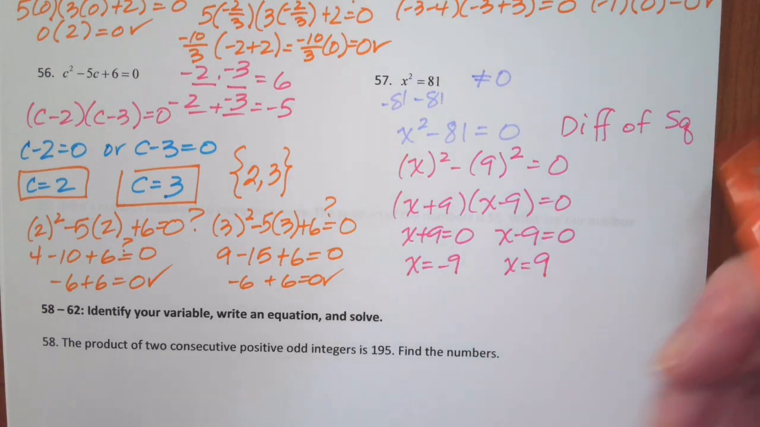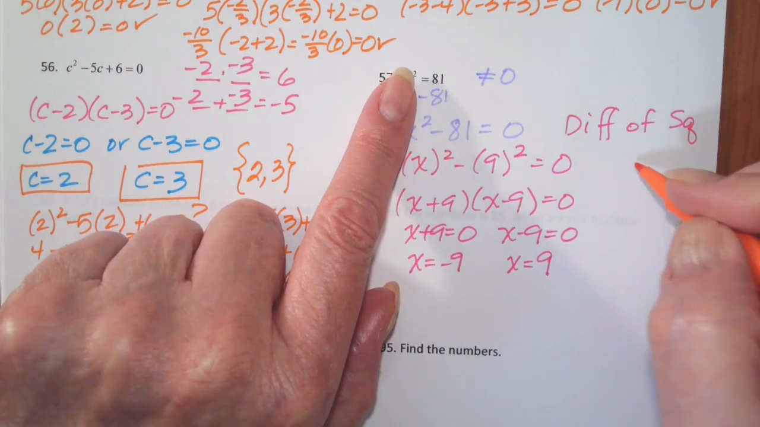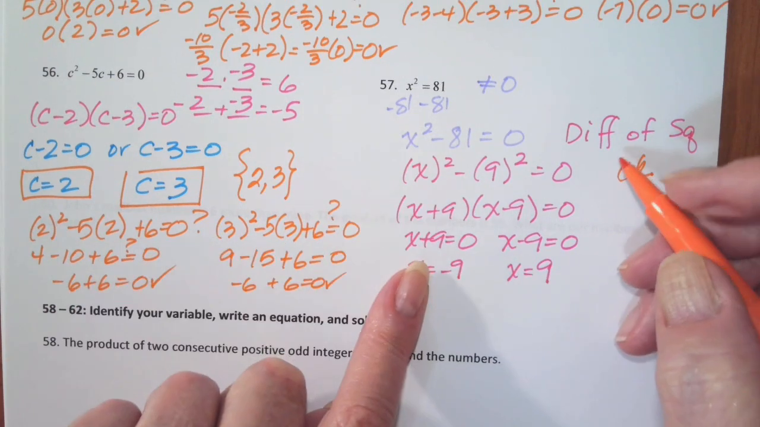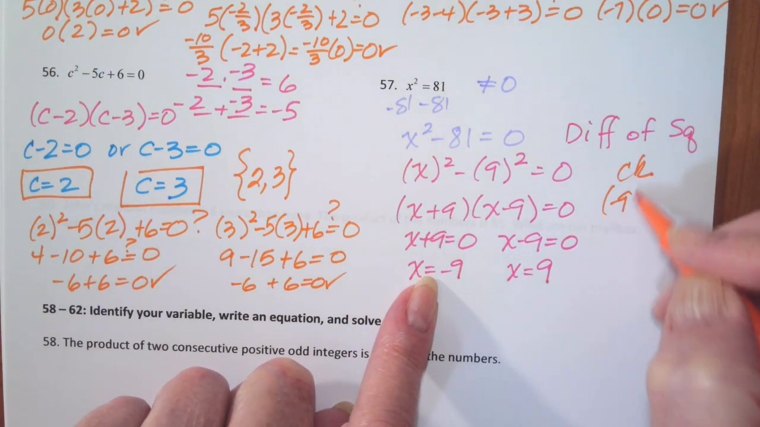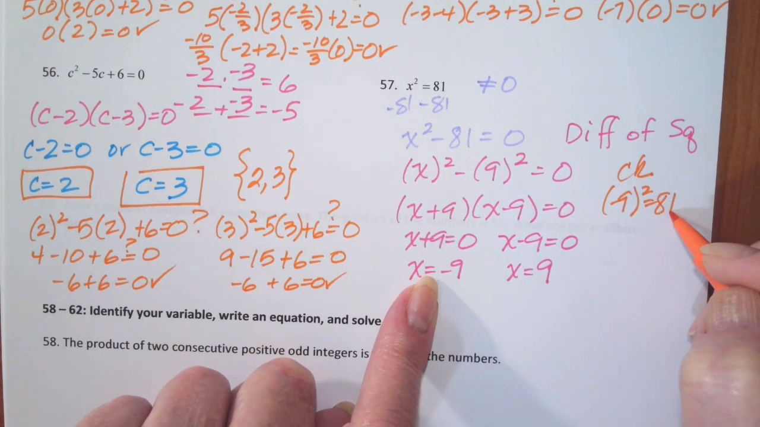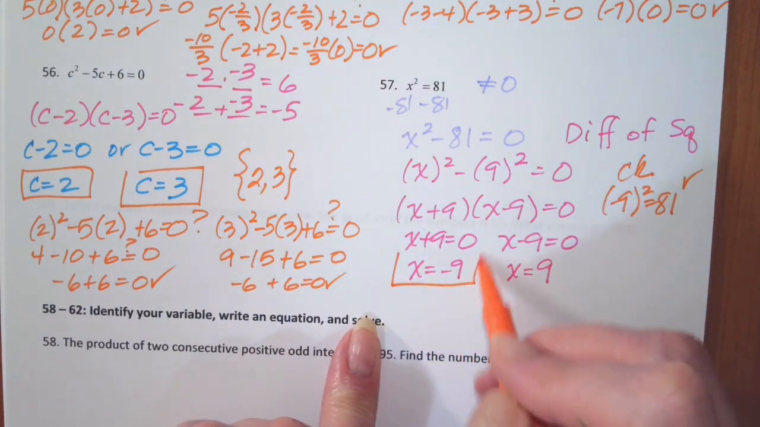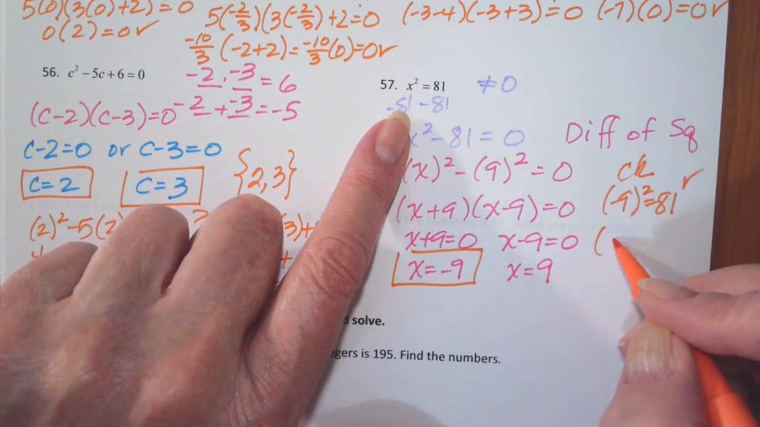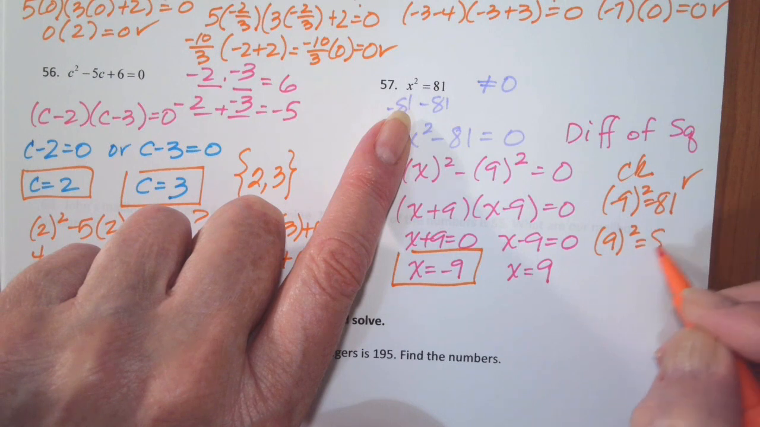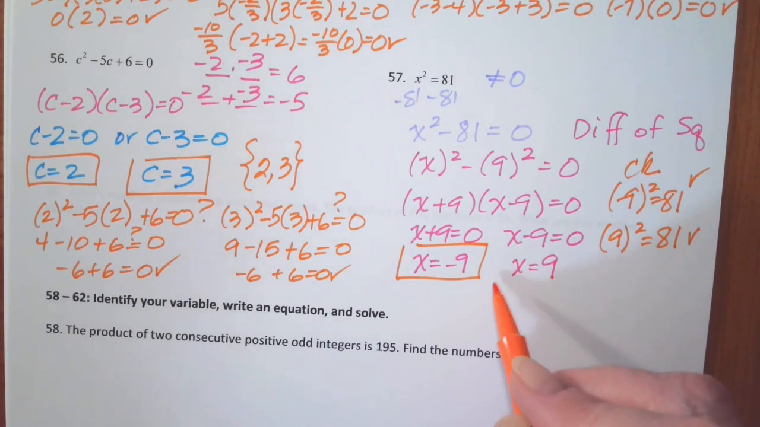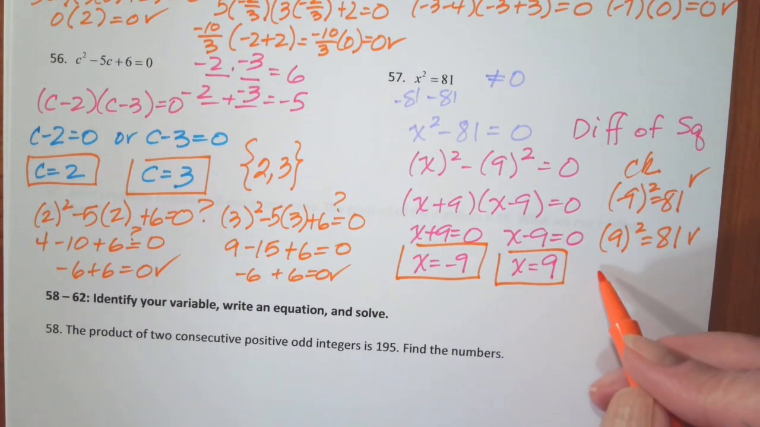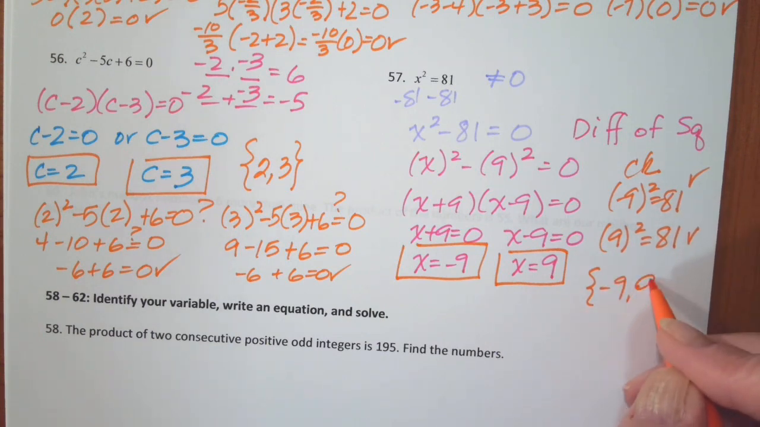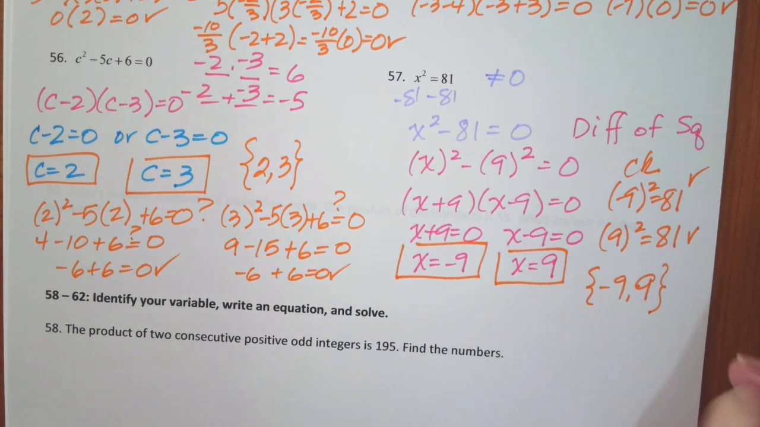Okay, so now I want to check. Alright, so for my check, I want to see if negative 9 squared equals 81. It does, so that checks. I want to know if 9 squared equals 81. It does, so this also checks. So my solutions are negative 9 and 9.